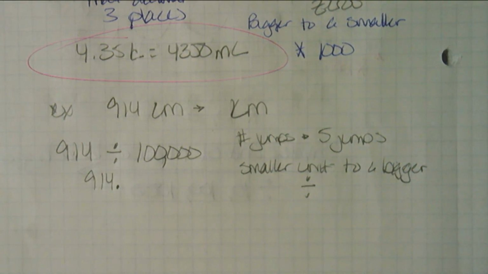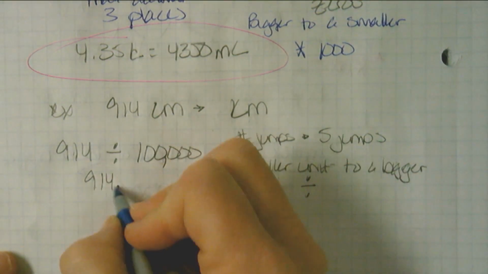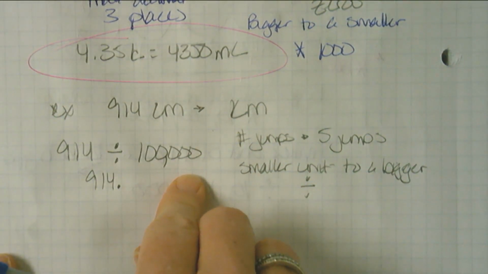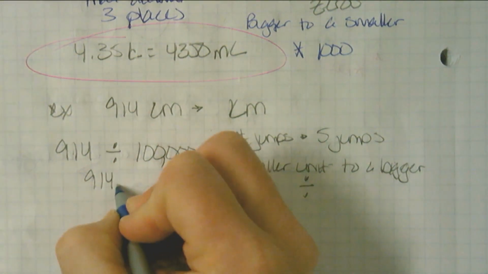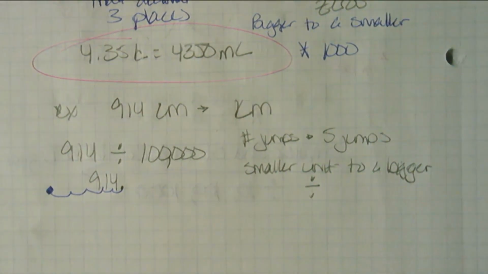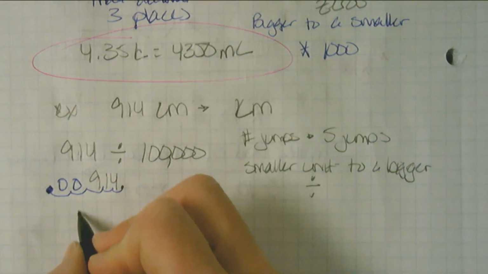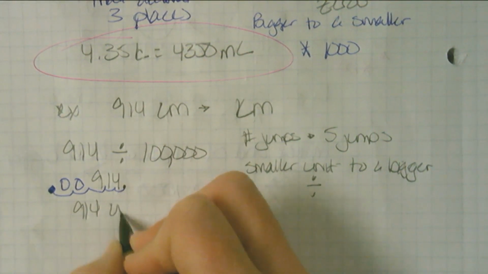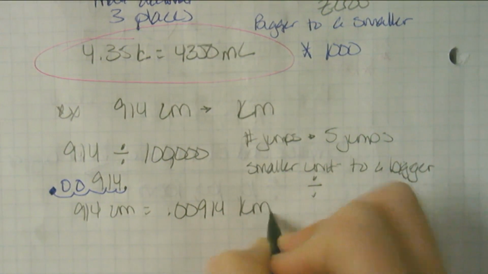So how many spaces am I moving my decimal in which direction? Alex, which way am I moving it and how many spaces? 5 to the left, because I'm dividing by something, which means I'm making my number smaller. All right, so 1, 2, 3, 4, 5. There's my new decimal place. I'm going to put zeros in where there's no digits. So 914 centimeters is 0.00914 kilometers.